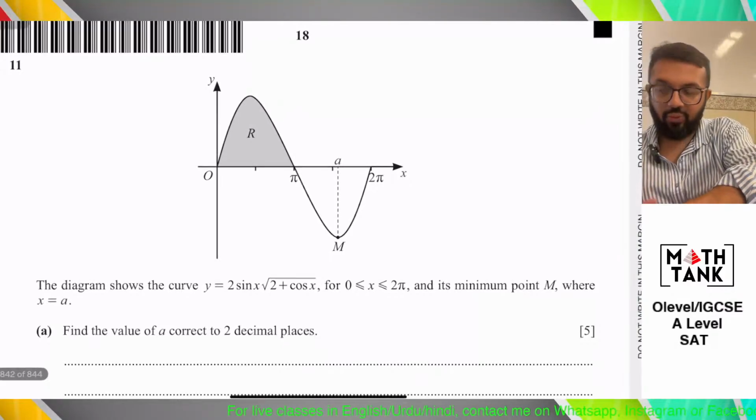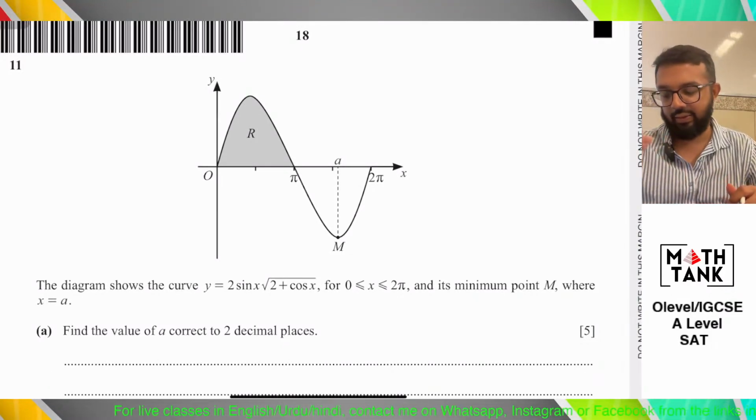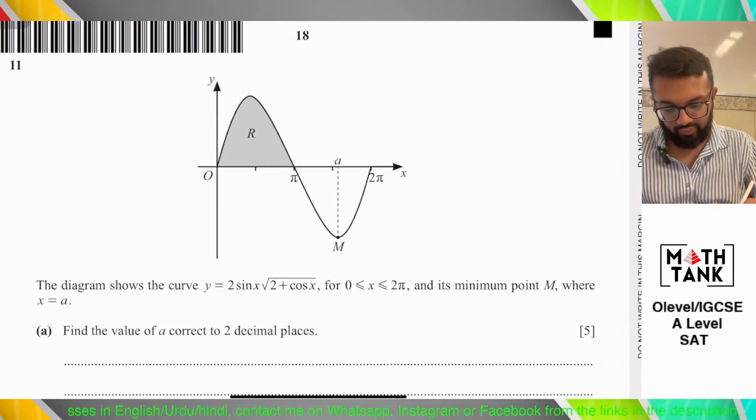Okay, last question for today. Question number 11. It says the diagram shows a curve and its minimum point M where x equals a. Find the value of a correct to two decimal places.